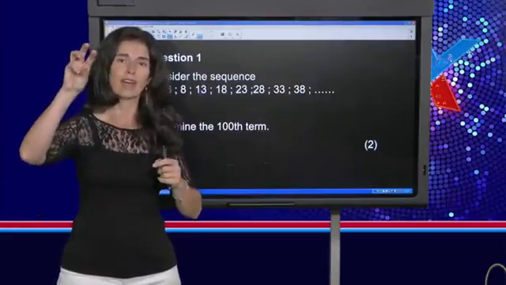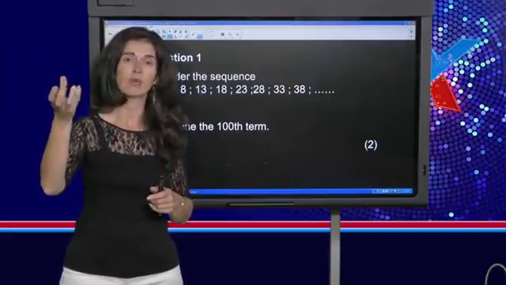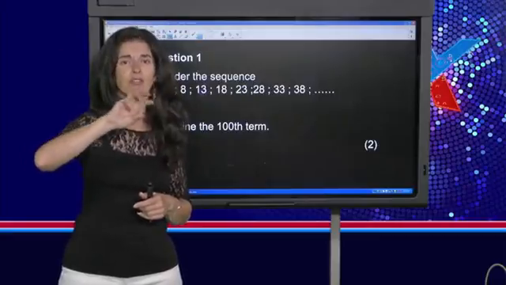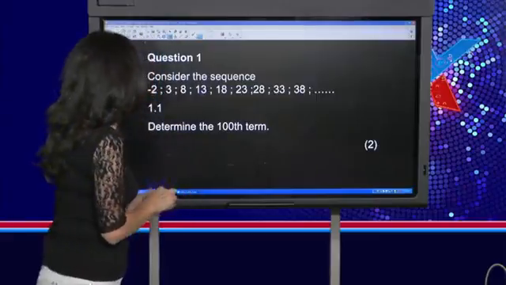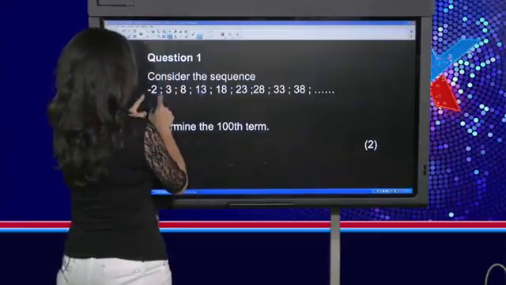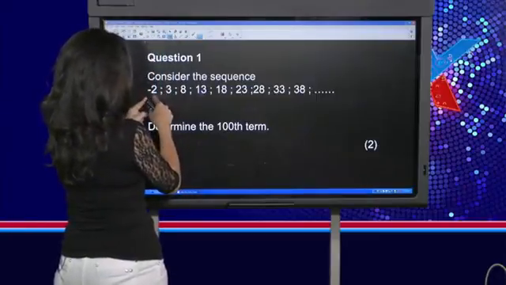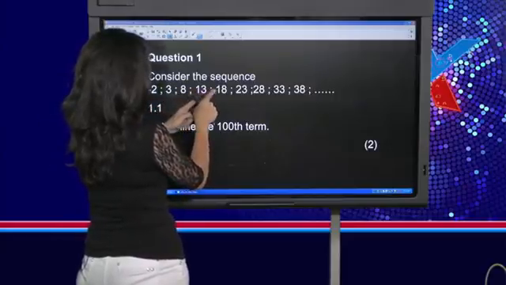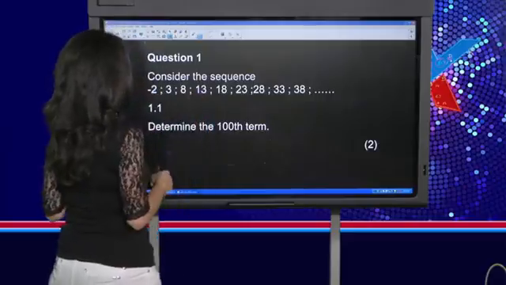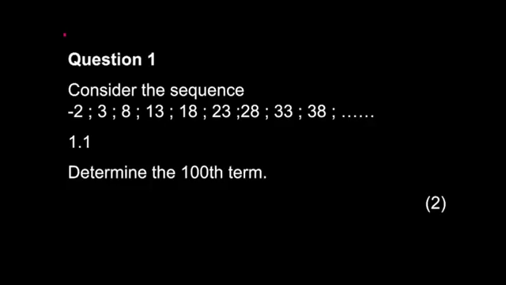So to determine how much I am adding all the time, I would take the difference of the two terms, and to determine what I'm multiplying, I would do the inverse. I would divide each of the two terms. So if I say 3 minus 2, I would get a difference of 5 here. There's a difference of 5 there. There's a difference of 5 there. There's a difference of 5 there. So it looks like we have a difference of 5, whereas if I divide 3 by 2, it's not the same as 8 by 3. It's not the same as 13 by 8. So it's definitely not geometric.